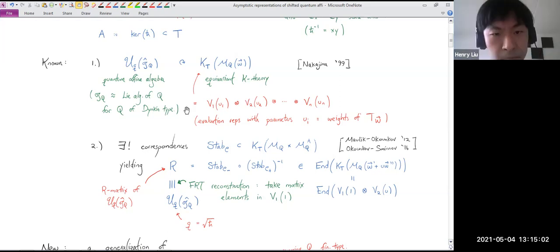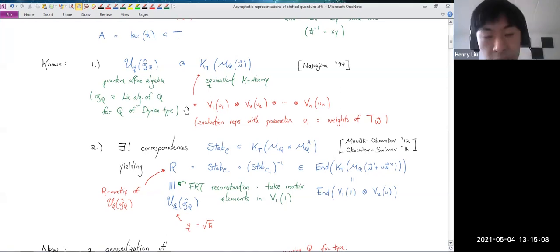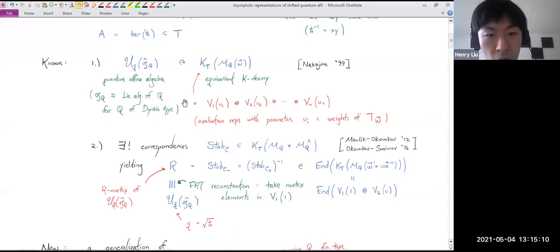Okay. So this is a fairly deep and intricate story. And I won't try to recap all the intricacies of it here. I think it suffices for us to remember that these equivariant K-theories become modules for these quantum affine algebras. Okay. So this whole work was due to Nakajima about 20 years ago.